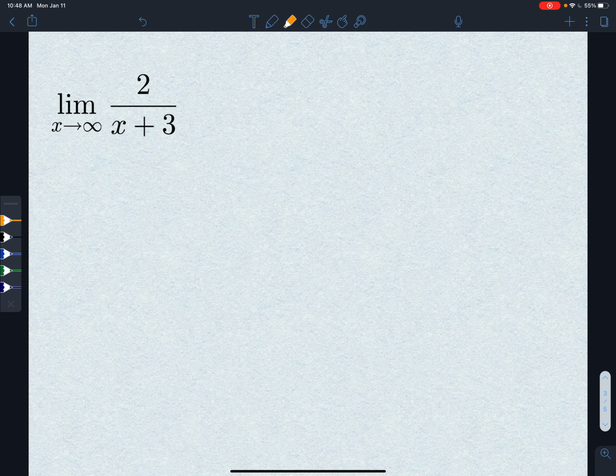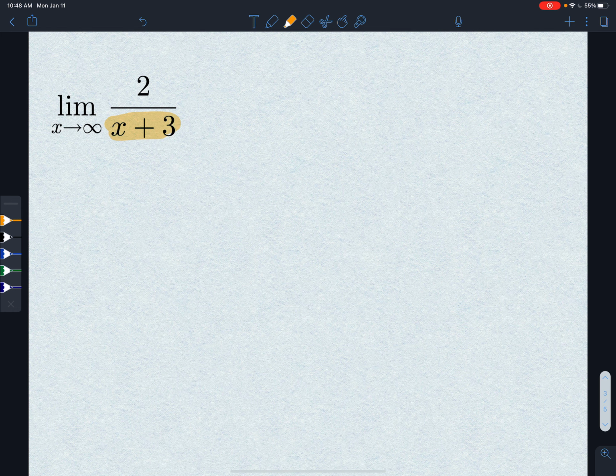But the main thing to understand here is as x goes to infinity, this denominator is the only thing that's changing, and in fact, it's getting extremely large. You know, if x is 1,000, the denominator is 1,003. If x is 1,000,000, the denominator is 1,000,003, and that 2 is being divided by that.